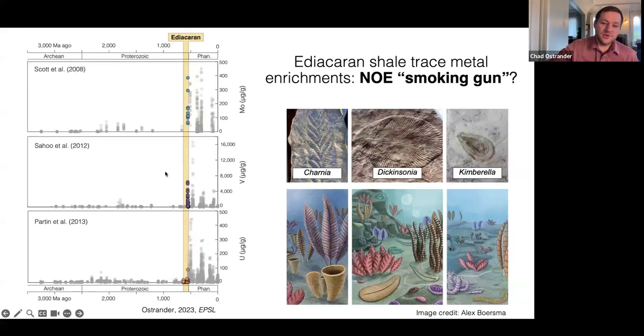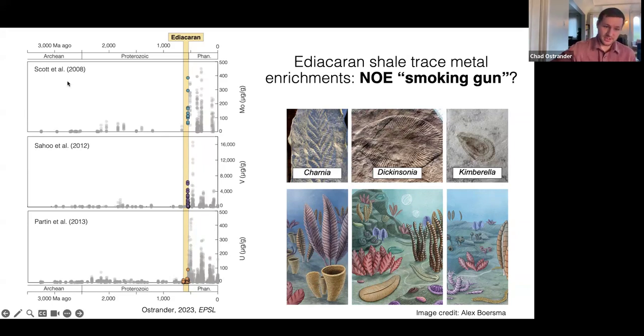And so these redox-sensitive elements, uranium, vanadium, and molybdenum, are most soluble under oxidizing conditions. And so the idea is that in order to accumulate these elements to large abundance in seawater, you have to have a lot of oxygenated seawater. And by extension, the elemental concentrations in sediments would also be very high. And so this rise in the amount of uranium, vanadium, and molybdenum in shales seems to indicate a rise in the amount of these elements in seawater, and thus this widespread ocean oxygenation event.